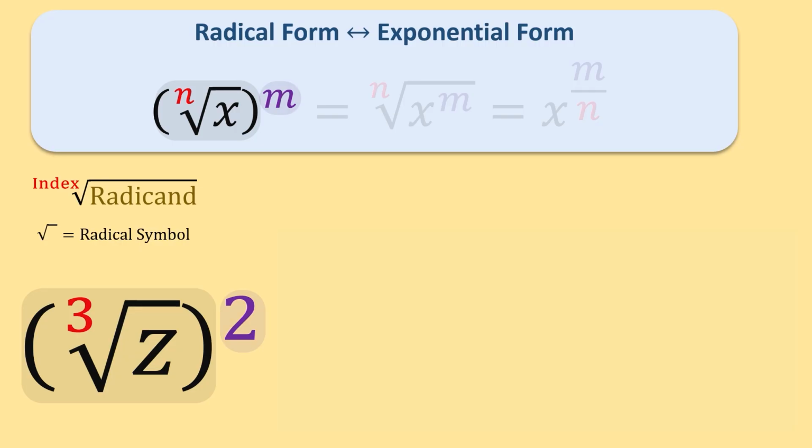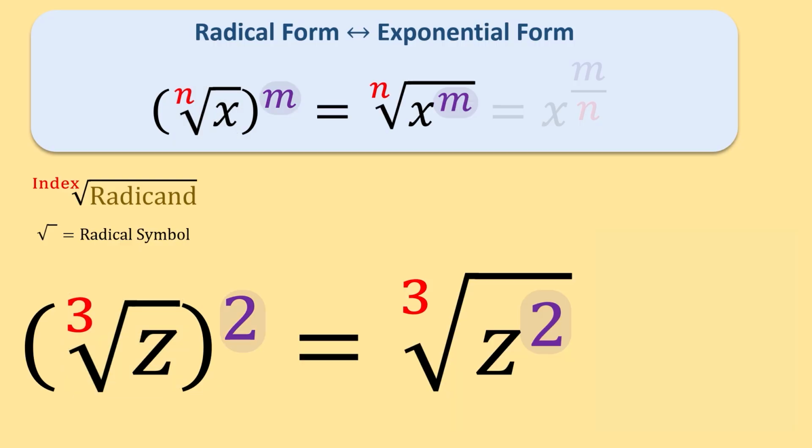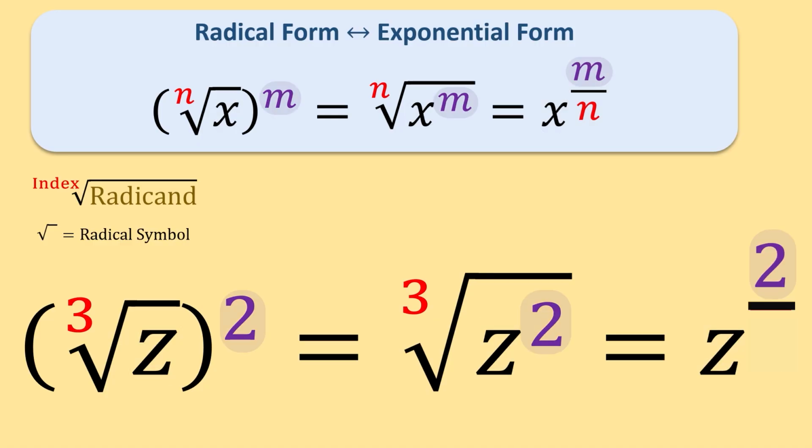In this situation, as long as everything within our parentheses is under the radical, we can treat this outside power as if it was the power of everything inside the radicand. So this will give us the same result as if I had the cubed root of z squared. Converting this to an exponential expression, we can write this as z raised to the 2 over 3 power. The 2 being the power under or outside the radical, and 3 being the index.